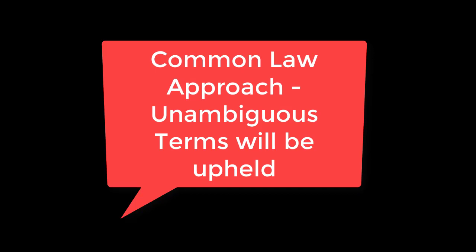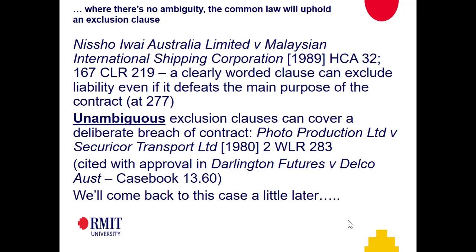But if there's no ambiguity, the common law will still uphold these clauses. So Nisho EY is the case here. This is the case that has upheld the principles in Darlington Futures. A clearly worded clause can exclude liability even if it defeats the main purpose of the contract. But it needs to be absolutely explicit. An unambiguous exclusion clause can cover a deliberate breach of the contract. So they can be pretty powerful things, and we'll come back to photo production shortly.